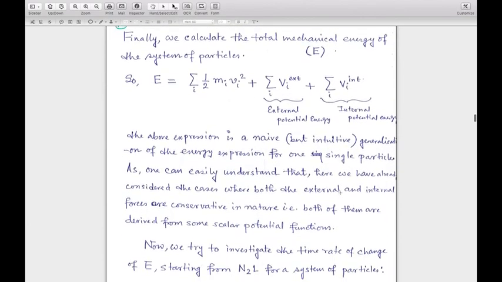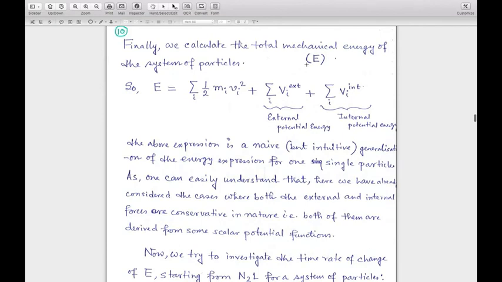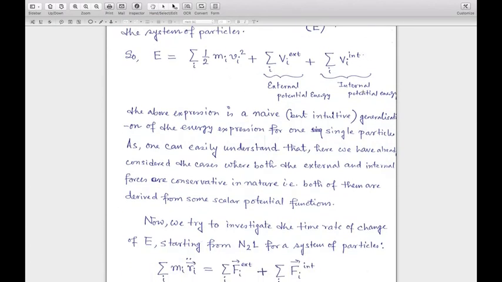Finally, we have a look at the total mechanical energy, capital E, for the system of particles. Here we first decompose the total energy into three parts. One is the total kinetic energy of the individual particles, which is the summation over i of half mi vi square. Plus this is the total potential energy due to the external force field, and this is the potential energy due to internal action-reaction type of forces, the interaction force.